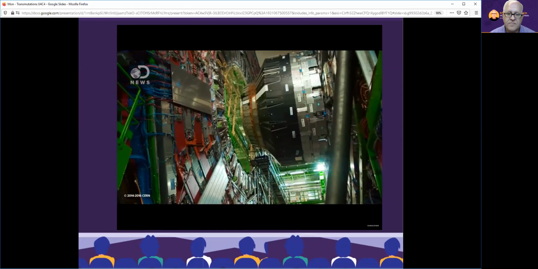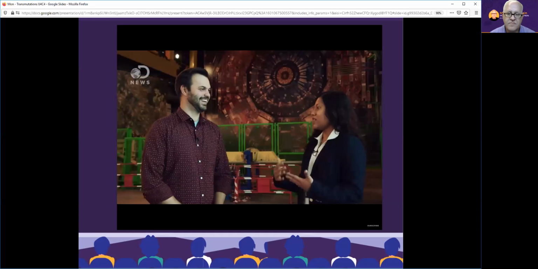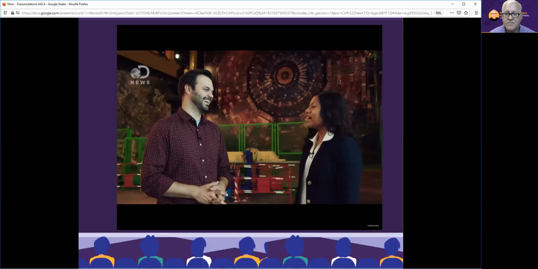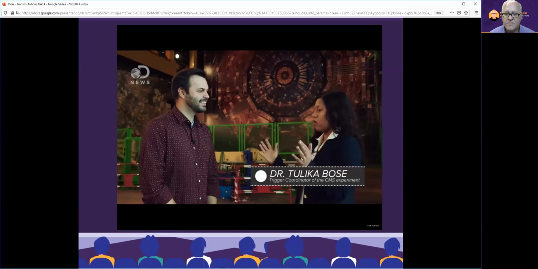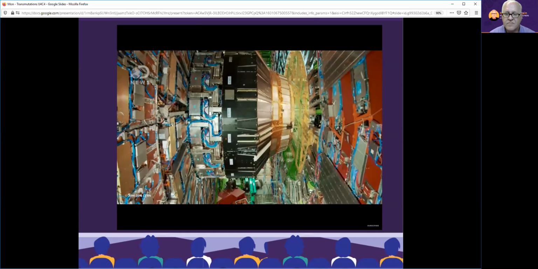It's called CMS, compact muon solenoid. However, it really is not compact. It's a relative term. As you can see, nothing of that size is compact. Dr. Talika Bose sits in the control room of the CMS waiting for an exciting collision to happen inside her 3-story science experiment, all thanks to the LHC.